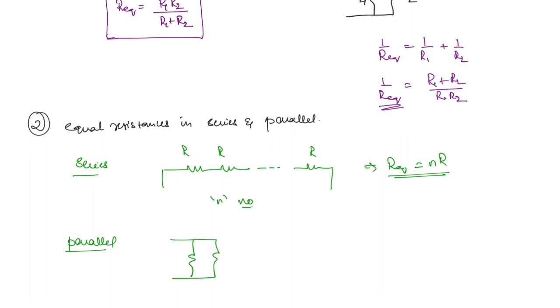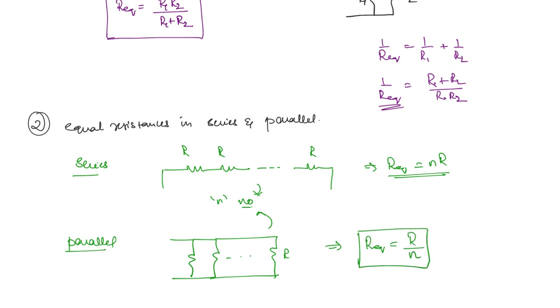So n number of parallel resistors, the same n number. Then you're going to get R equivalent is equal to R divided by n. Because the reciprocals you are adding n number of times, so 1 by R equivalent you will get n times 1 by R, so R equivalent is equal to R by n. So these are the two points that you need to remember, which will make things easier.